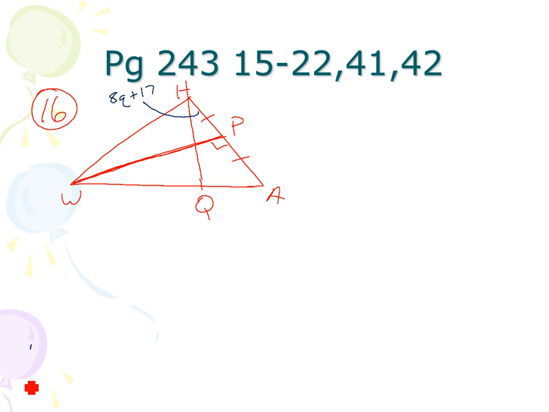Measure of angle HWP equals 10 plus Q. That's this angle right here. 10 plus Q. And then segment AP equals 6R plus 4. And segment BH equals 22 plus 3R.